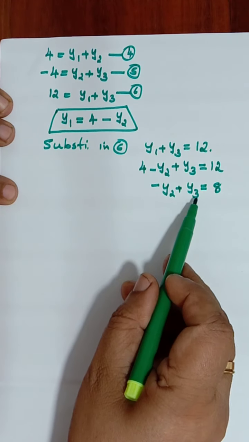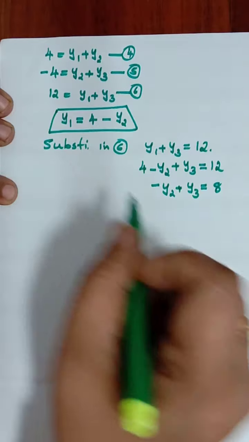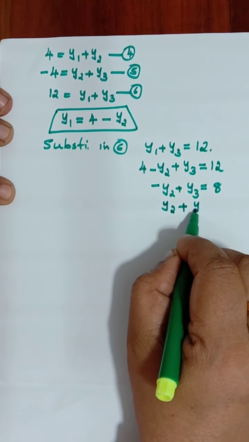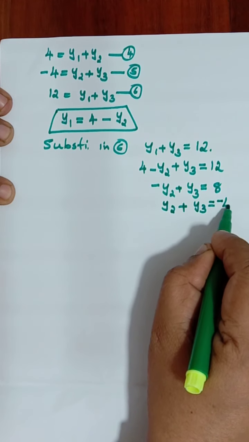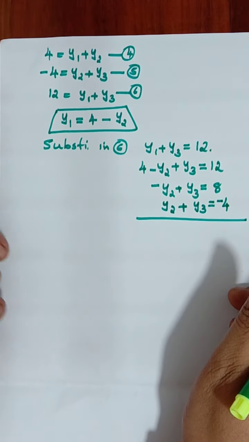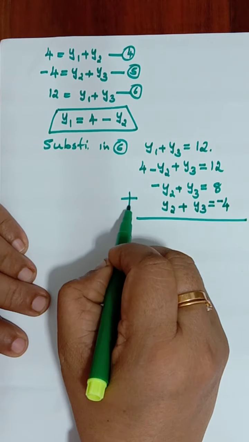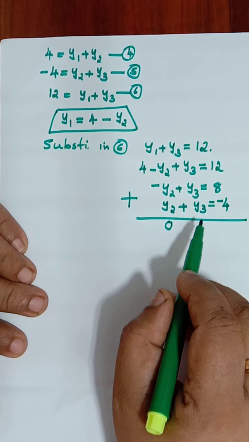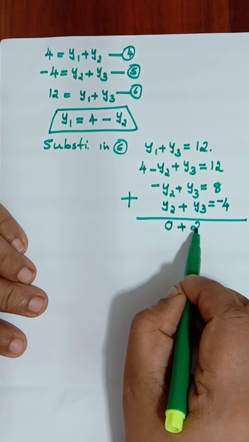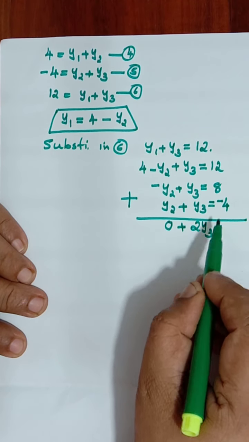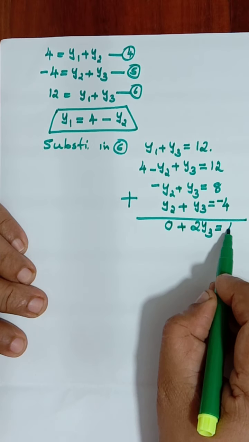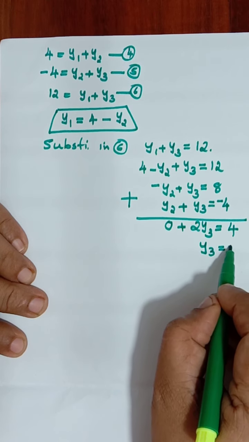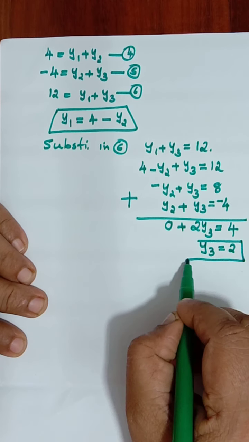Same way, y2 plus y3 relation, where do we get? That is equation number 5. That is y2 plus y3 relation, that's equal to negative 4. Same elimination method we are going to use, that is adding both. Minus y2 plus y2 will become 0. This becomes 2y3 equal to 8 plus negative 4 is 4. Therefore y3 is equal to 4 by 2, that's equal to 2.